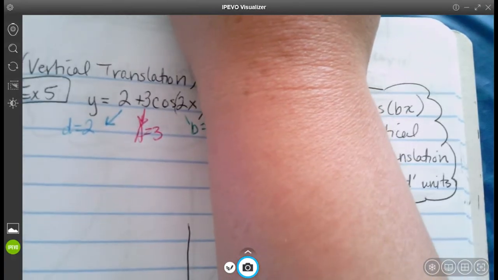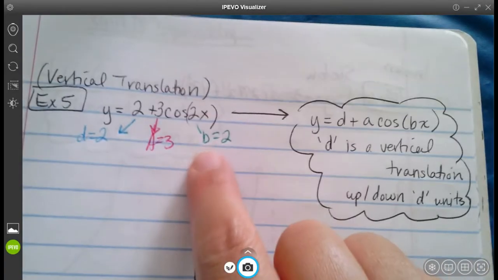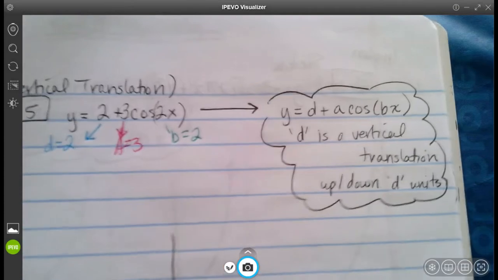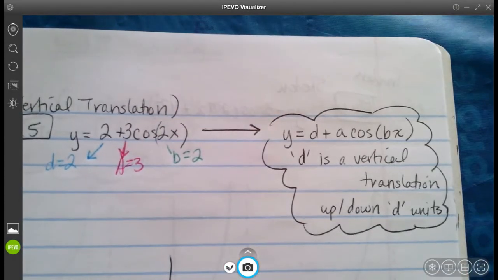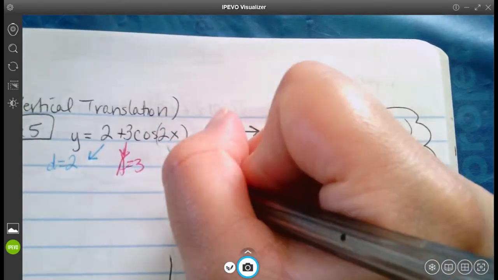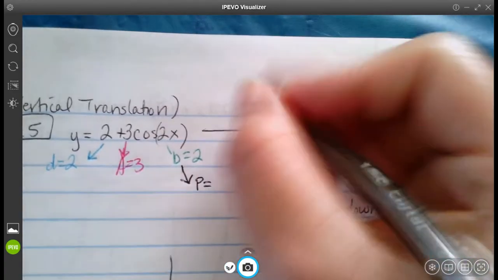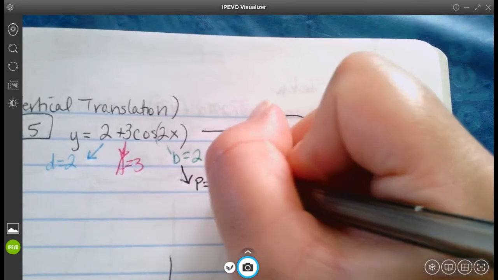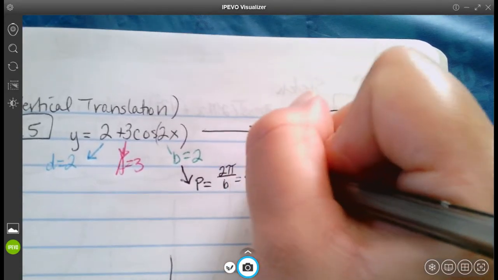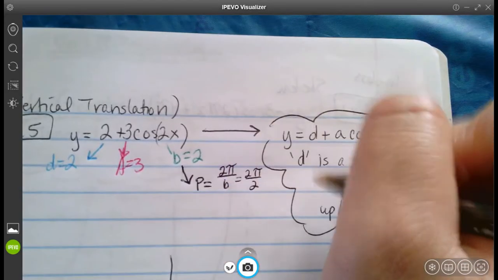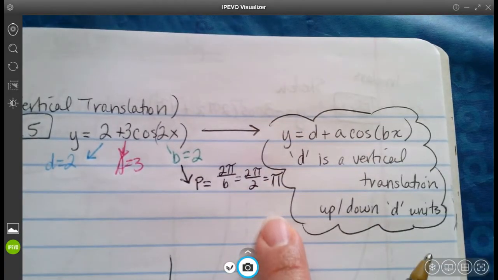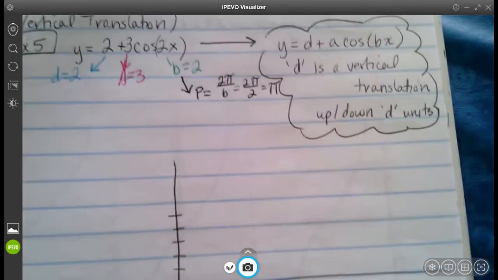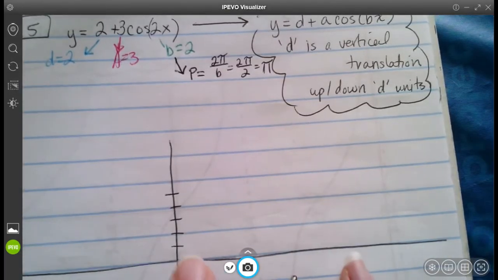Or you know what? No, before I do that, notice since we do have a b, we're going to have to recalculate the period. So let's actually do that first. Since we have a b, we're going to have to do a brand new period. Remember, period is 2 pi divided by b, so this would be 2 pi divided by 2, which is equal to pi. So that means that I'm going to have to divide from 0 to pi into 4 pieces.